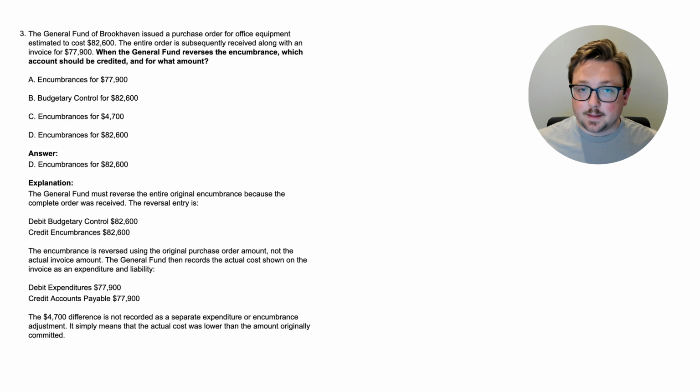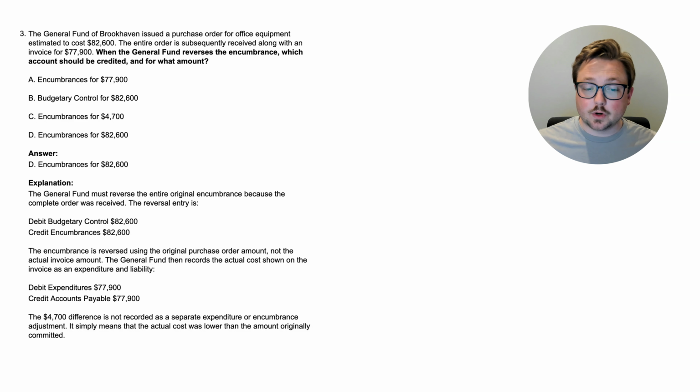Now, think about that. When the initial purchase order was given, you debited encumbrances and credited budgetary control for these same amounts. Once the order is received, it doesn't matter for how much it was received, you reverse the entire encumbrance, because the whole order was received and that was all that the encumbrance was for, just setting money aside, committing it to the purchase. Now that the purchase has been received, we reverse the entire encumbrance.